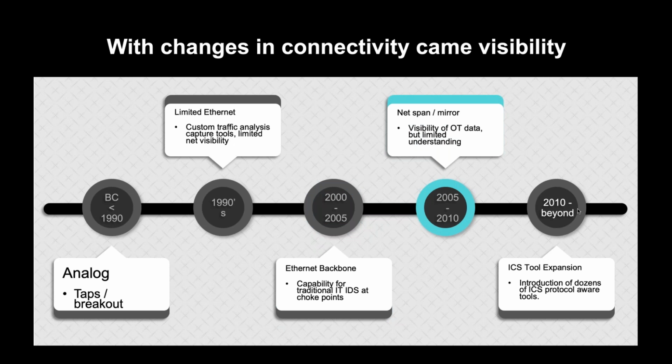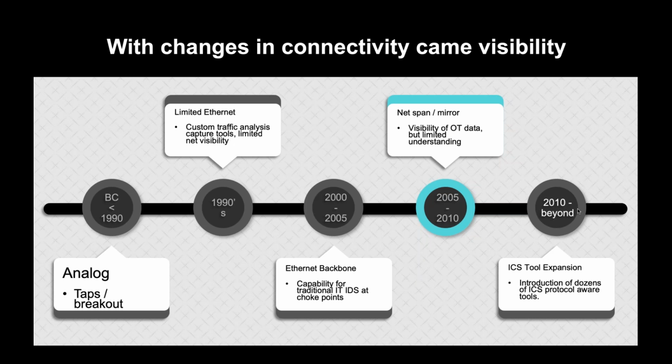Moving into that next time frame, 2005 to 2010, is really where the control system vendors started to allow the inclusion of network infrastructure devices that would support switch port spanning and mirroring, and granted full visibility to a lot of the operational data that we never had the ability to see previously.